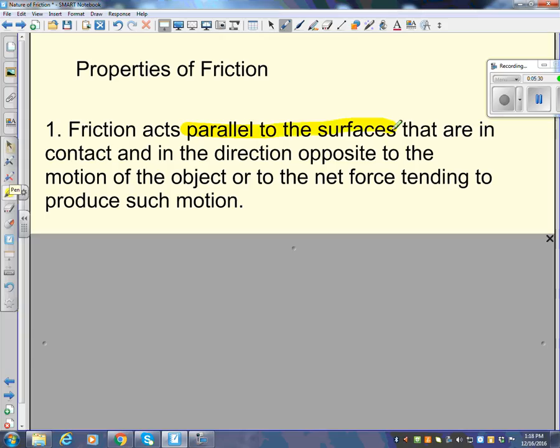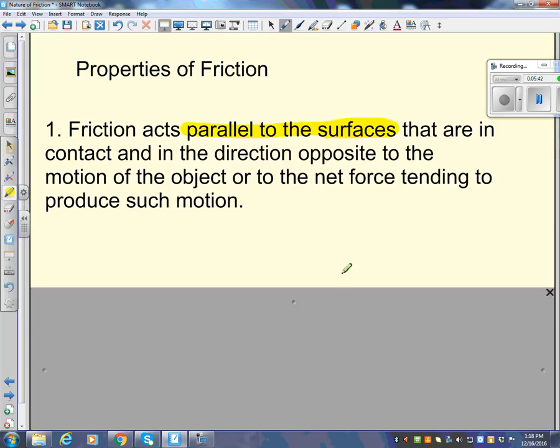Friction is parallel to the surfaces that are in contact and is also in the direction opposite to motion of the object or to the net force tending to produce such motion. So in other words, it's opposite the motion. And if there is no motion, well, it's opposite the force that would cause the motion, right? Like FA, friction is opposite the motion. And it's parallel to the surface.